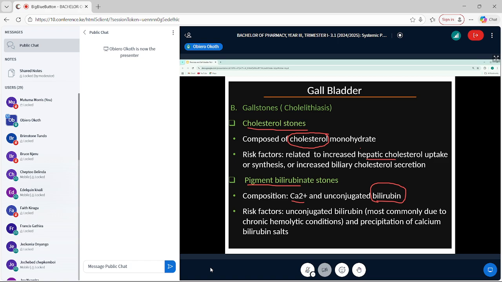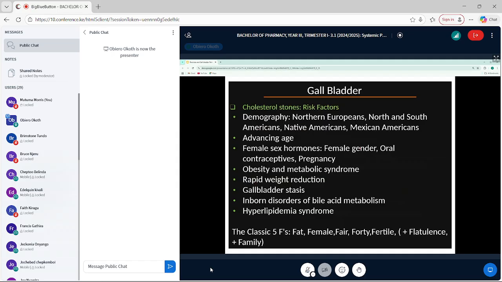But nowadays we don't use X-rays, we use ultrasound, and ultrasound is normally very sensitive to detect gallstones or cholelithiasis. Okay. Now, what are the risk factors for the cholesterol stones? We see them mainly in Northern Europeans.